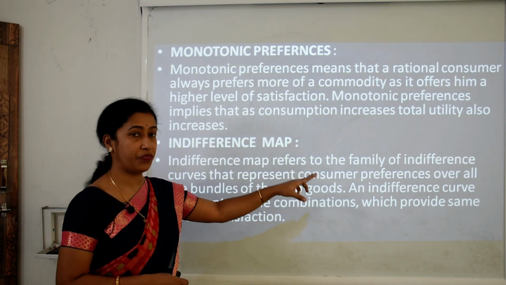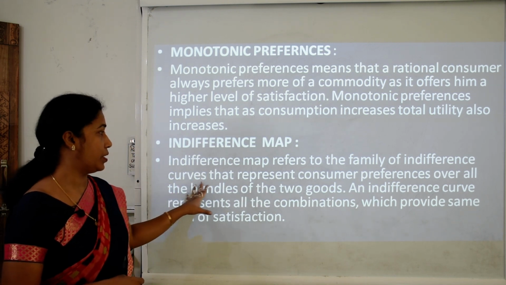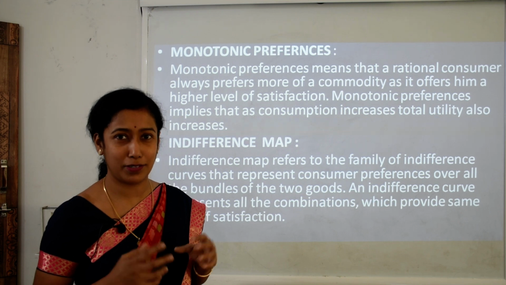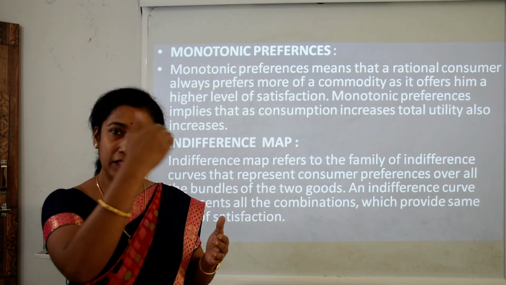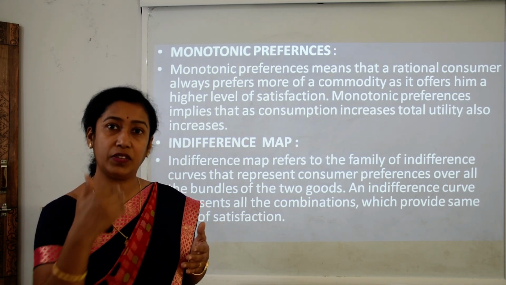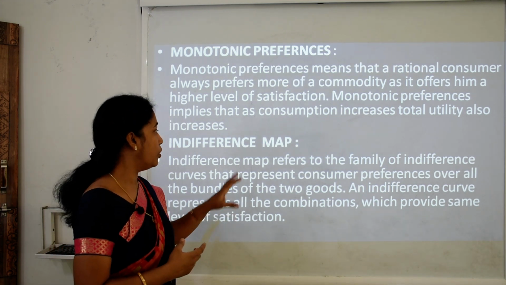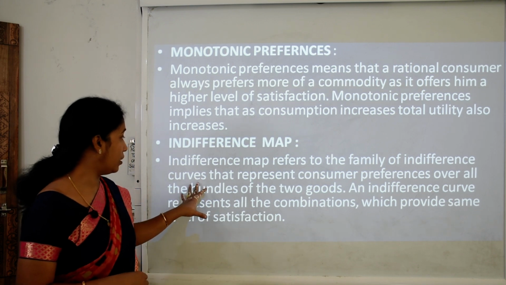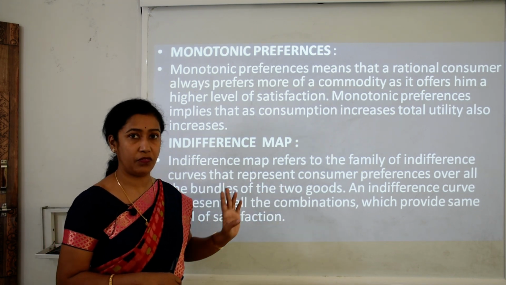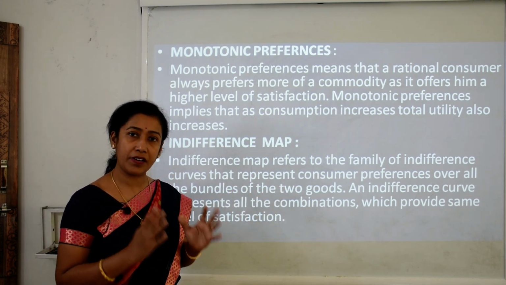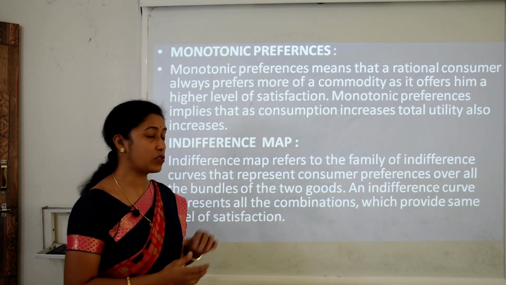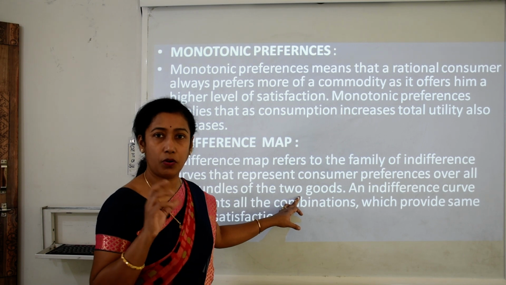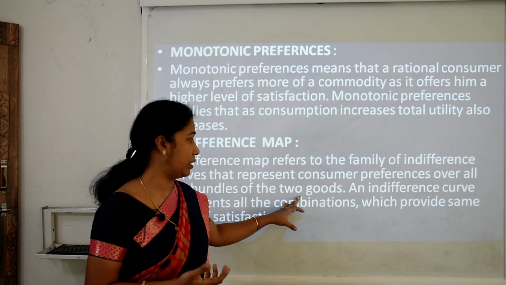An indifference map refers to the family of indifference curves that represent consumer preferences. Now it is not a family of brothers and sisters. A family of indifference curves means there can be a lot of indifference curves, there can be many indifference curves. So an indifference map refers to the family of various indifference curves that represent consumer preference. So all those curves are representing the preferences of the consumer over all the bundles of the 2 goods. That means on the combination of 2 or more than 2 goods.